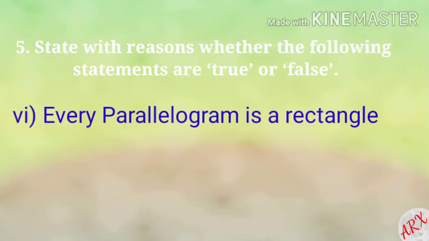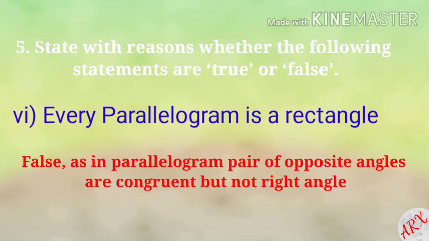Sixth, every parallelogram is a rectangle. False, as in a parallelogram opposite angles are congruent but not right angles. In a rectangle all the angles are right angles.